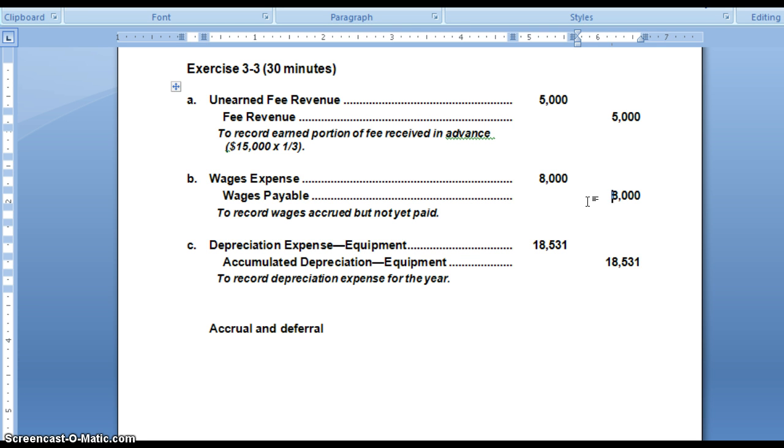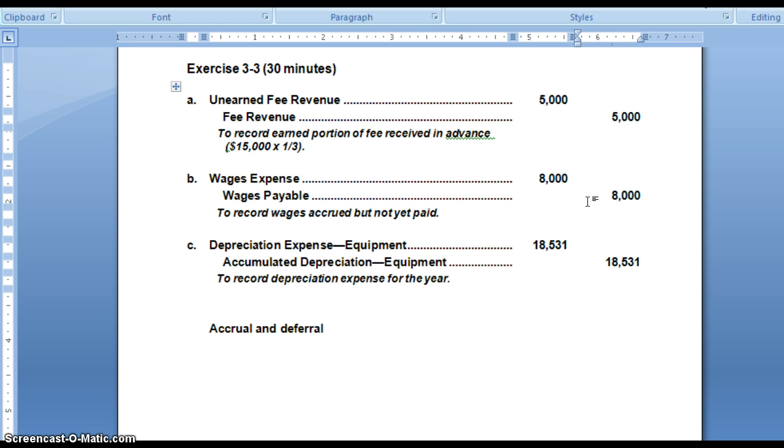Now depreciation. Depreciation is a non-cash expense. What happens is every year, the value of the equipment goes down in value. Think of your automobile. Each and every year, the value of your car or truck, whatever you're driving, goes down in value. Motorcycle. And the same thing happens for equipment. So we are looking at depreciation expense, $18,531. It's an expense, although it's a non-cash expense, it's still an expense.